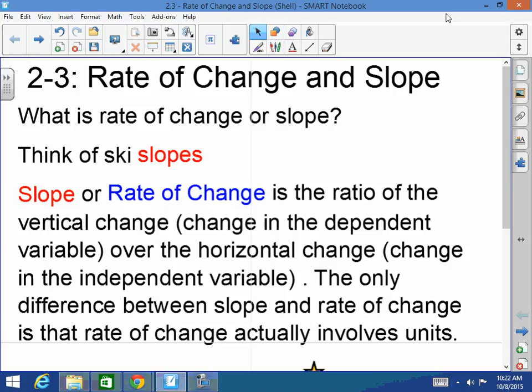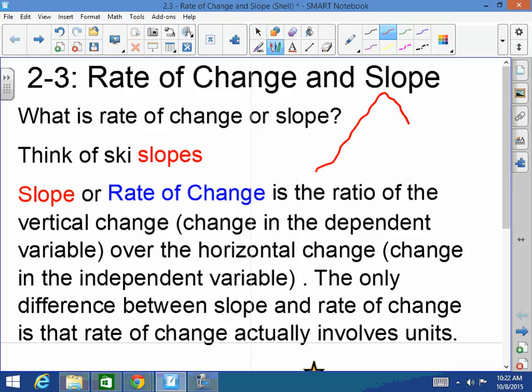If you've ever gone skiing or you've heard people have gone skiing or snowboarding, they say they're going to go hit the slopes. And the reason they say that is because a mountain has what's called a slope. A slope or a rate of change is the ratio of the vertical change over the horizontal change.